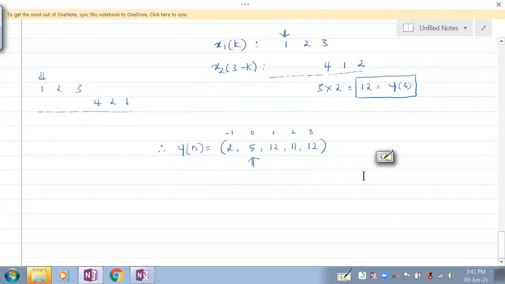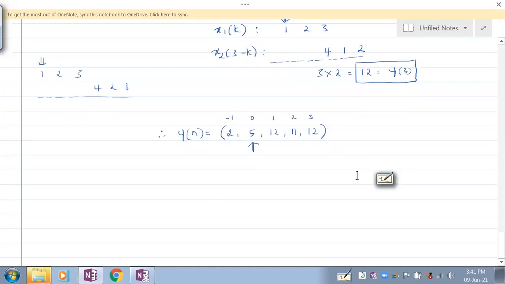So let's verify this. How to verify? Again, I'm showing you. But this is not your solution. This should not be your main solution in the exam. People will not get the marks if you write this. It is just for verification purposes. So let's write both the sequences. One sequence is 1, 2, 3. Any sequence can come anywhere because the convolution sum is commutative.